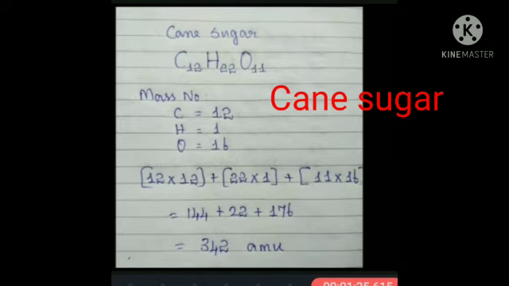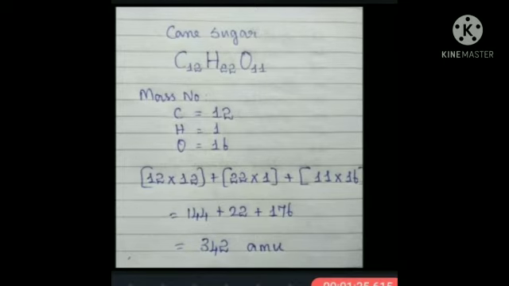Next, cane sugar. Cane sugar molecular formula is C12H22O11. So the number of carbon atoms is 12, number of hydrogen is 22, number of oxygen is 11. So we can see the number nearby the element. The mass numbers are given: carbon is 12, hydrogen is 1, oxygen is 16.